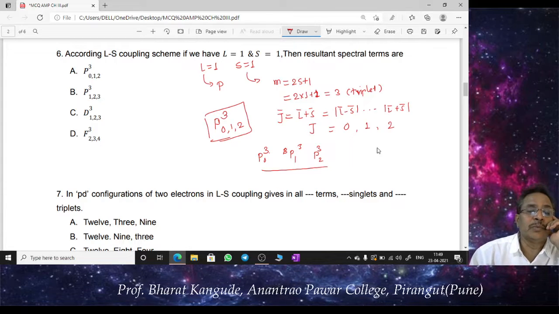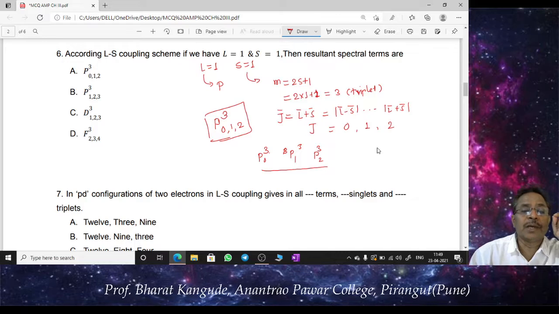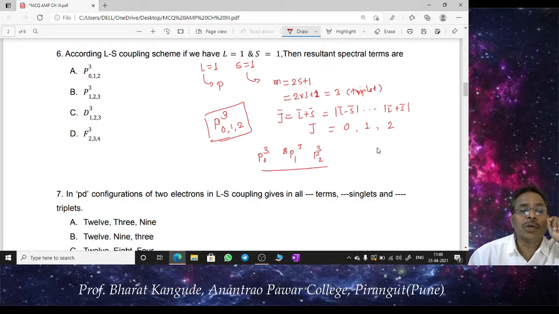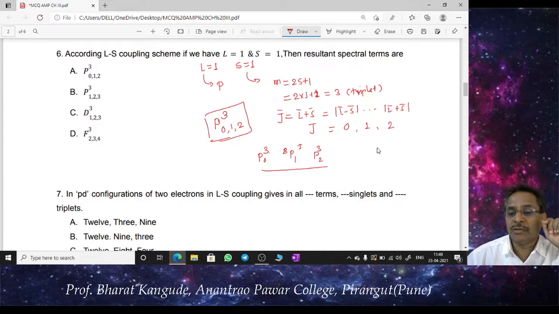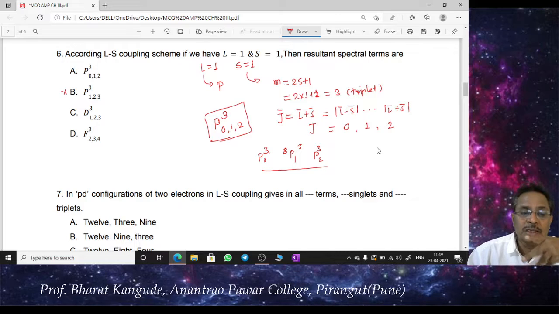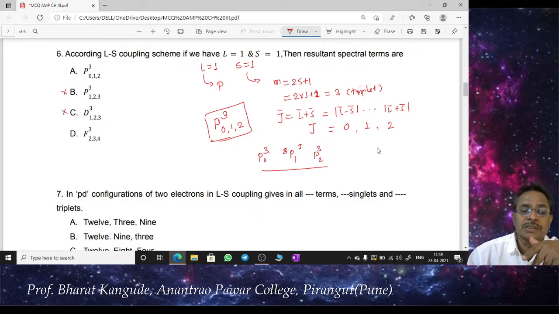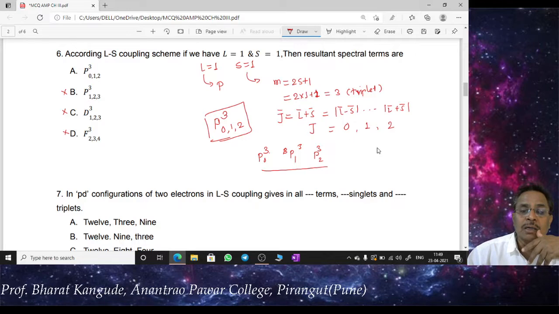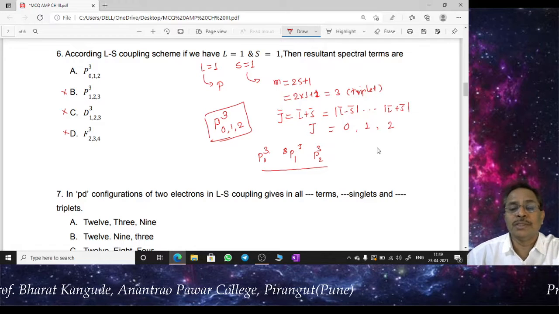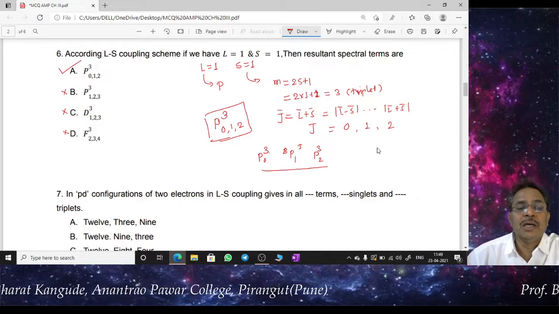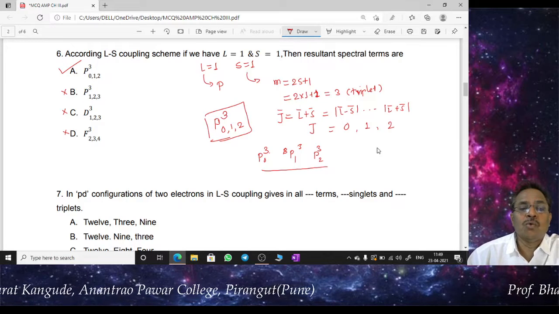So out of these options, option A is triplet 0, 1, 2. That means these are the three terms. Option B is triplet 1, 2, 3. This is not possible according to the theory we have seen here, so this is not the correct option. There cannot be a D state, and there is no F state at all, because here L is equal to 1, therefore it is a P state, and therefore the correct option of question number 6 is A. It is triplet P0, 1 and 2.